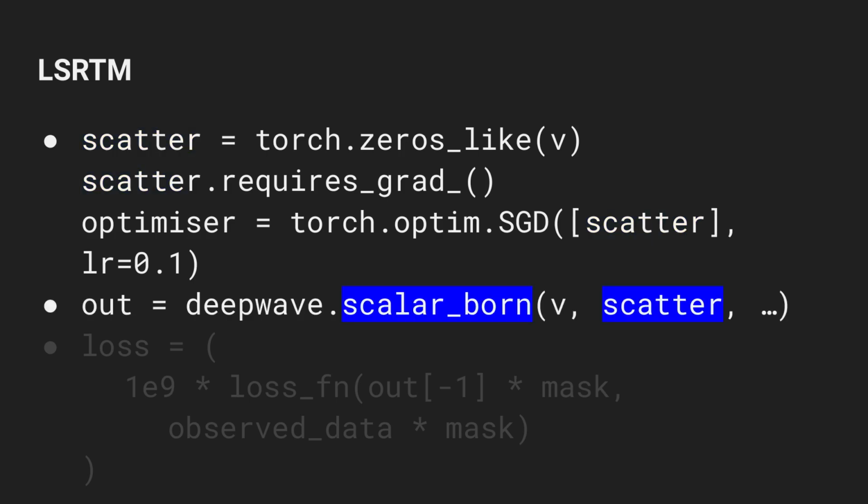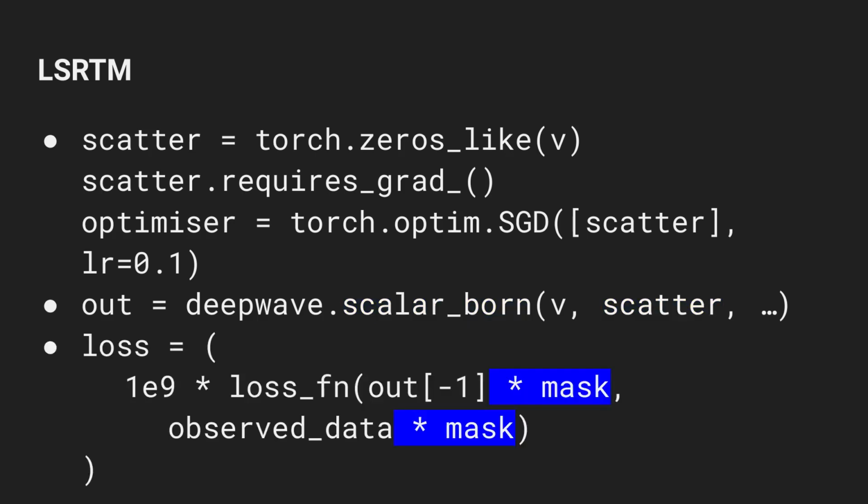The second change is that instead of using Deepwave's regular scalar propagator, we use the scalar Born propagator. It has the same arguments as the regular propagator, except we now also need to pass the scatter variable.